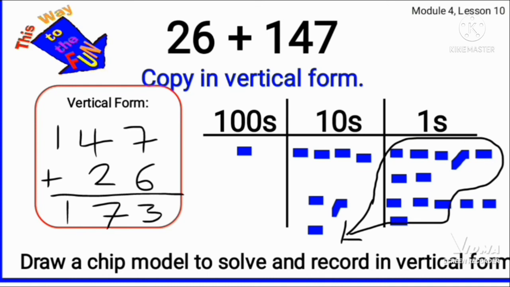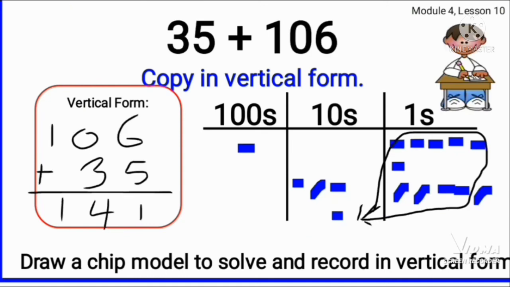I write down the 3 and leave out the 1 because I'm going to take that 1 to the tens place. In the tens place now, I have 1 plus 4, 5, plus another 2, 7. And then the 1 in the hundreds place. The answer is 173. Here's another one.